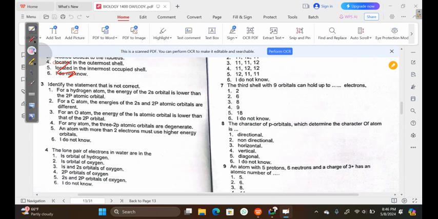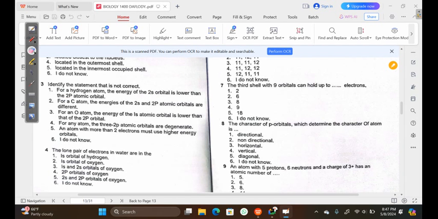Okay, so the correct answer, the false statement here, is option 1. For a hydrogen atom, the energy in the 2s orbital is lower than the 2p atomic orbital. If you look at the hydrogen atom, it only has one electron, so that 1 electron is just in the 1s. It ends there. It doesn't go further into the 2s as well as the 2p. So in short, hydrogen doesn't have 2s or 2p, so it is a false statement.